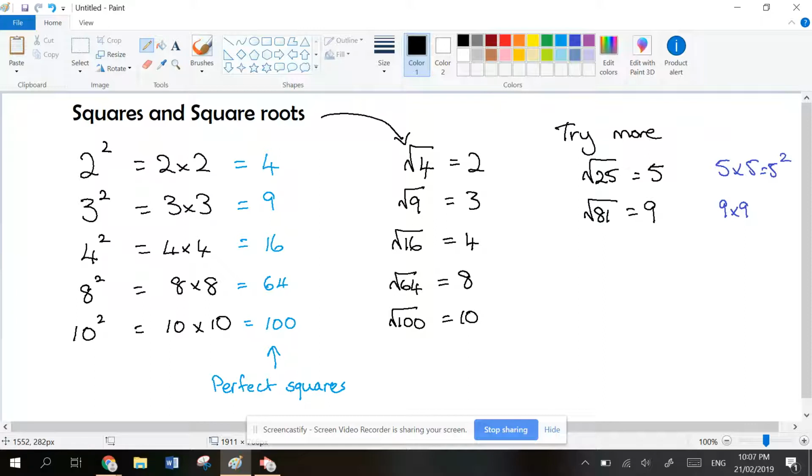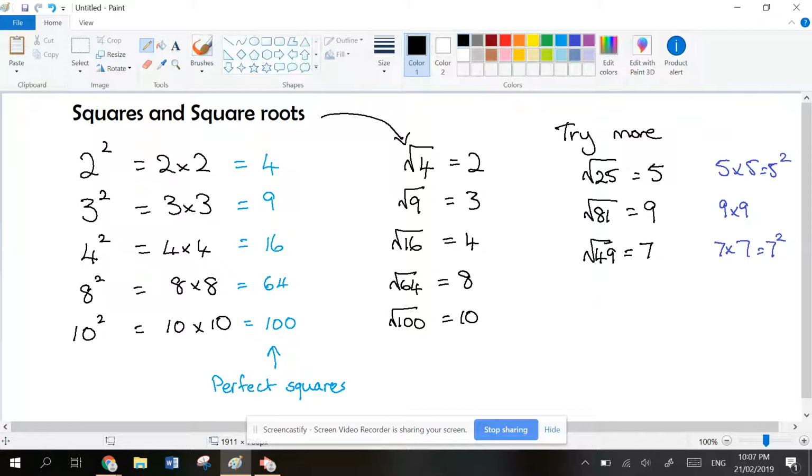Let's try another one. Let's do the square root of 49. The number that I need to think is, what times what gives me 49? Well, 7 times 7 gives me 49, or I could say 7 squared gives me 49, so therefore the square root, undoing it, gives me 7.